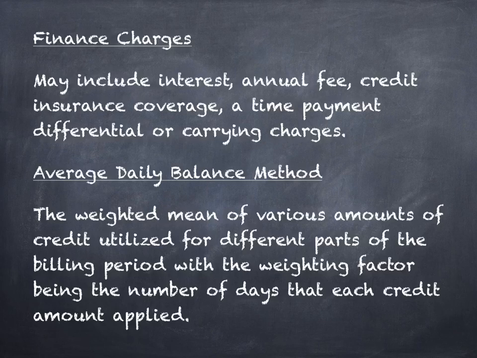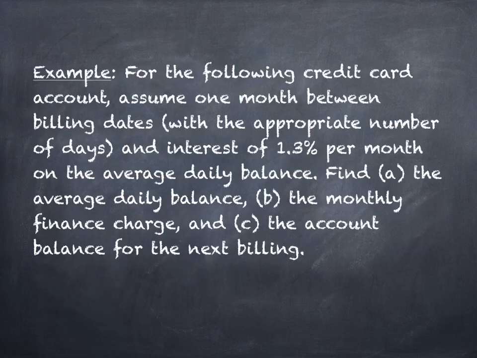Okay, all right. So let's take a look at how this works with an example. For the following credit card account, assume 1 month between billing dates. Okay, so if it's billed on May 9th, it's going to be billed on June 9th, and it's going to be billed on July 9th. That's the 1 month between billing dates with the appropriate number of days. The interest is 1.3% per month. Notice it is not a per year amount, it's a per month because we're talking about a monthly billing cycle. And we're going to find A, the average daily balance, B, the monthly finance charge, and C, the account balance for the next billing.